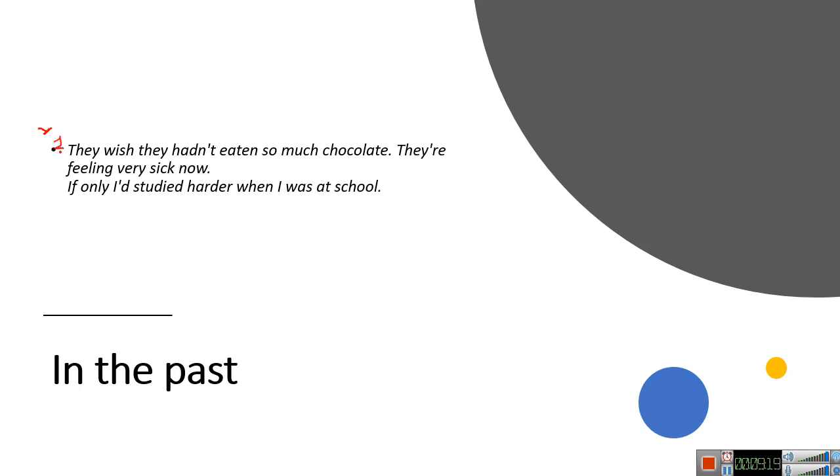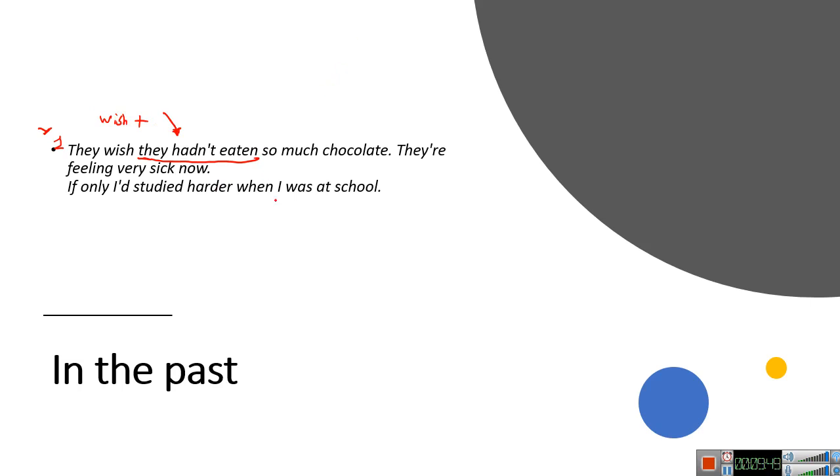Let's look at this one. They wish they hadn't eaten so much chocolate. They're feeling very sick now. So where do I have the past perfect form? I had it here. They wish they hadn't eaten. This is the past perfect. Notice how it's wish plus the past perfect.